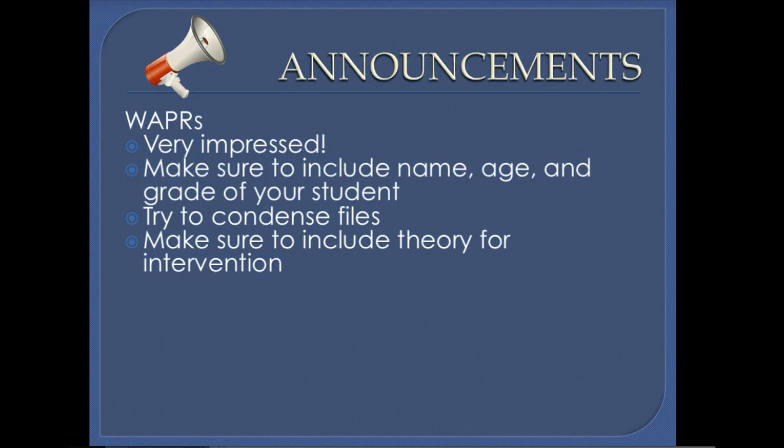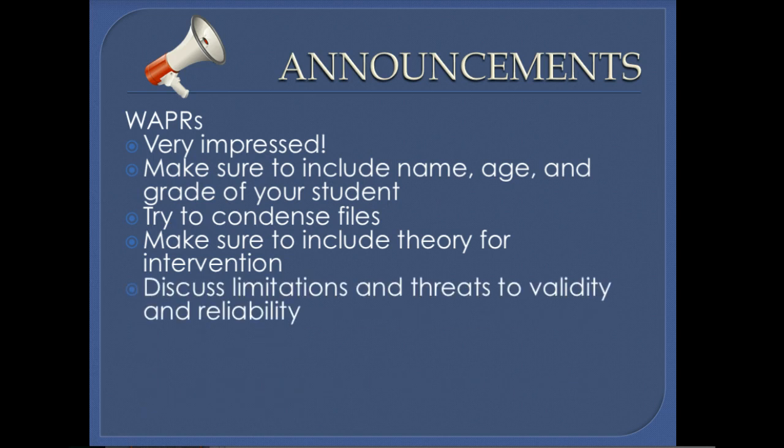Also, there were a couple of things I just wanted to make sure that you guys did. Please make sure to include a theory for intervention. You don't have to create an intervention plan, but you need to discuss possible areas that they may need intervention. So make sure you do that, especially as we get more into the different assessments in each domain. Also, please discuss limitations to the assessment and specify threats to validity and reliability. Some of you discussed limitations but excluded validity and reliability.